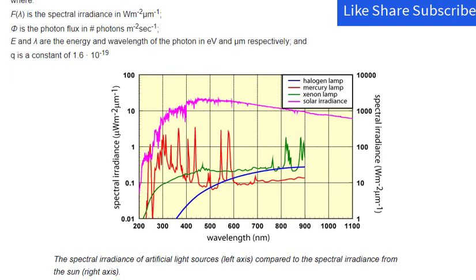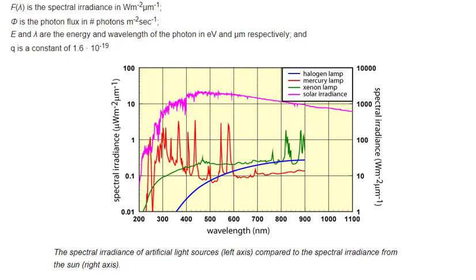A and lambda are the energy and wavelength of the photon in joules and meters respectively, and the spectral irradiance is more commonly expressed in terms of wavelength, so that A and lambda are the energy and wavelength of the photon in eV and micro m respectively. The spectral irradiance of artificial light sources, left axis, compared to the spectral irradiance from the sun, right axis.